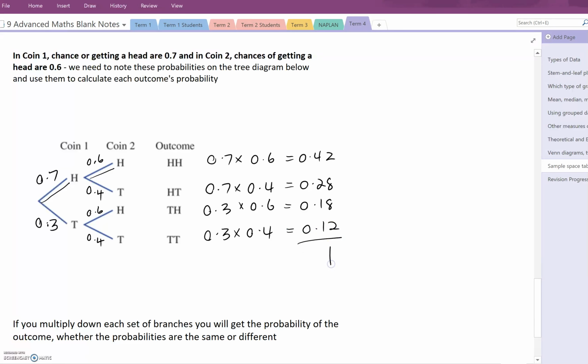So if I added up all of those probabilities, I would still see that they're 1, and I can use them to work out the outcomes, but you can see they're quite different than if the coin was fair. So again, multiply down the set of branches to get the probabilities of the outcome. It doesn't matter if the probabilities are equally likely or if they're weighted differently, the process is exactly the same.